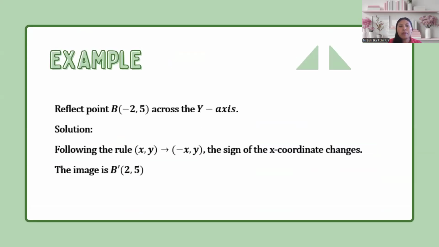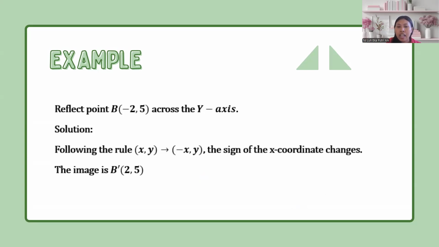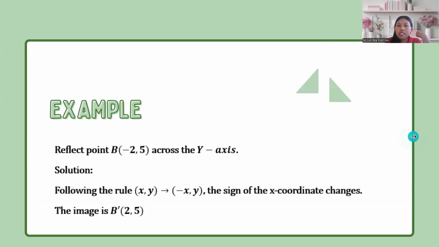For example, reflect point B(-2, 5) across the y-axis. Following the rule (x, y) to (-x, y), the sign of the x coordinate changes. So we get the image B'(2, 5), from -2 to 2.